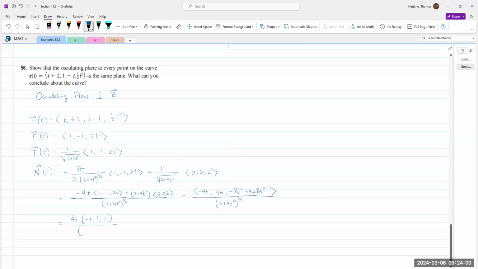I'm sorry, this is supposed to be T prime of t. And the denominator is (2 plus 4t squared) to the power of 3/2. But then if we try to find the unit normal vector, you will see this is basically 1 over square root of 3 times (negative 1, 1, 1).